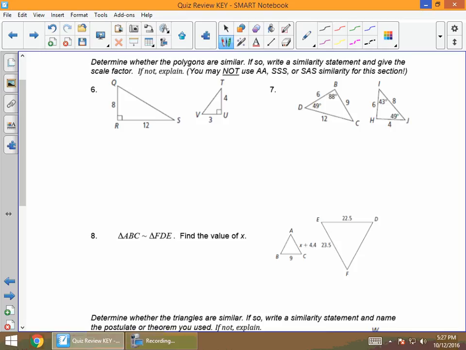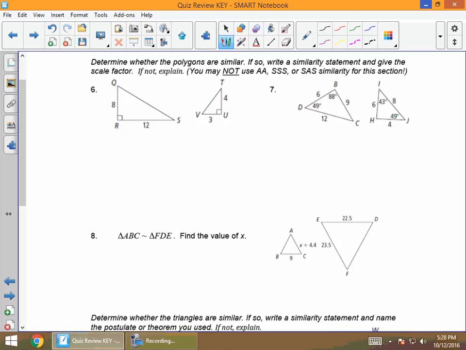It says question number 6 and 7, and it looks like question 8 maybe. It says determine whether the polygons are similar. I guess this is just for number 6 and 7. Determine whether the polygons are similar. If so, write a similarity statement and give the scale factor. If not, explain. You may not use angle-angle, side-side-side, or side-angle-side similarity for this section. So I don't want to do the shortcuts.